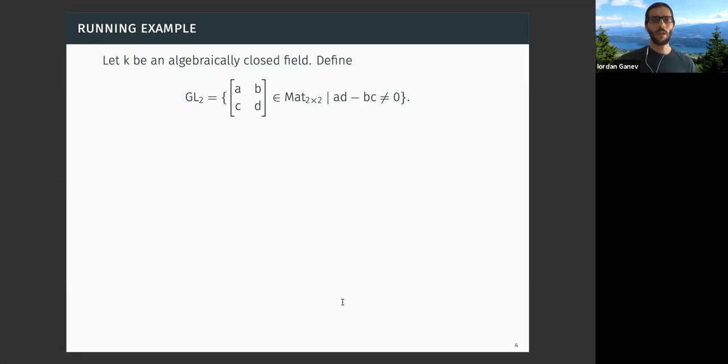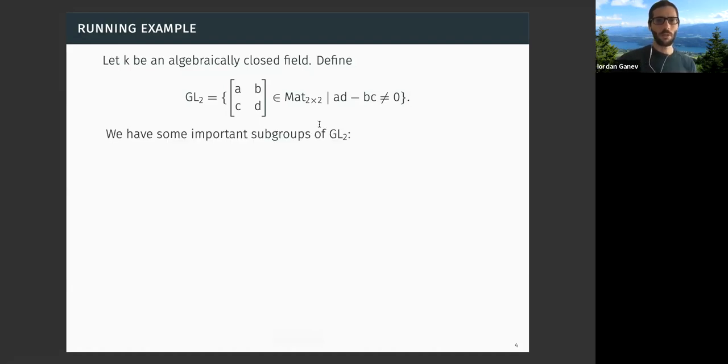There's various ways to drop the assumption of algebraically closed, but for the scope of this class, we'll be assuming that the ground field K is algebraically closed. And since we always have a ground field, I'm not going to include it here in the notation. It's understood that these are matrices over K. And the general linear group GL2 is all 2x2 invertible matrices.